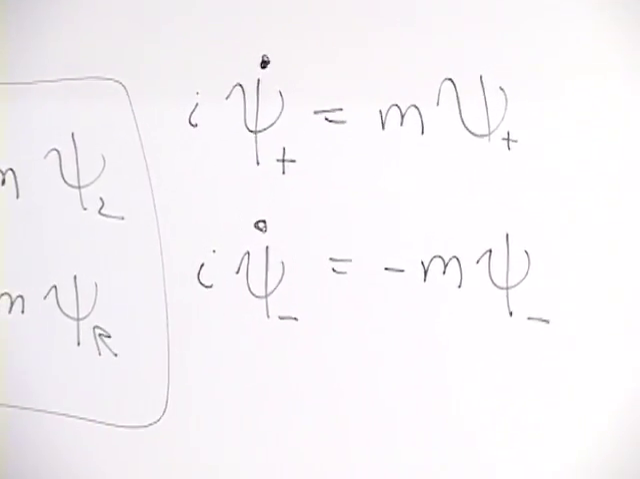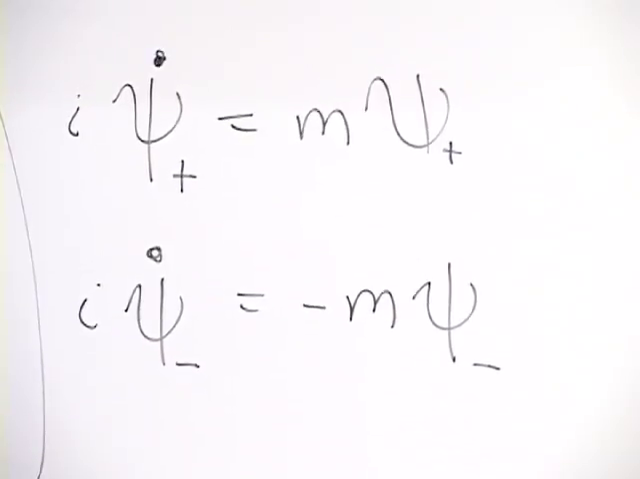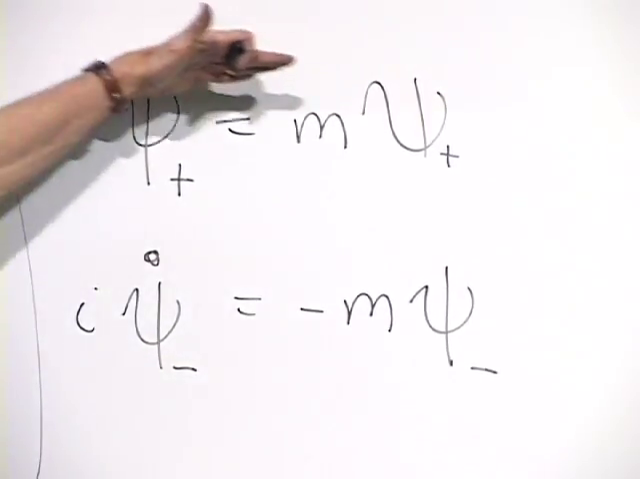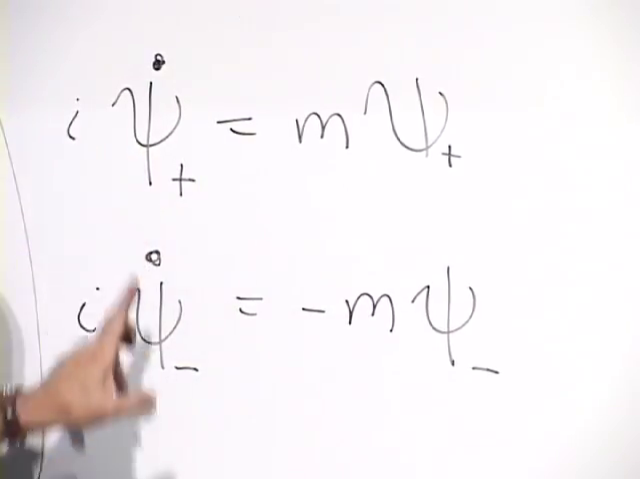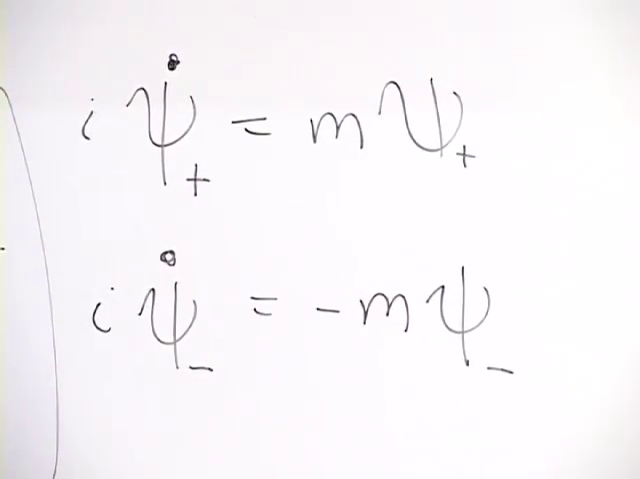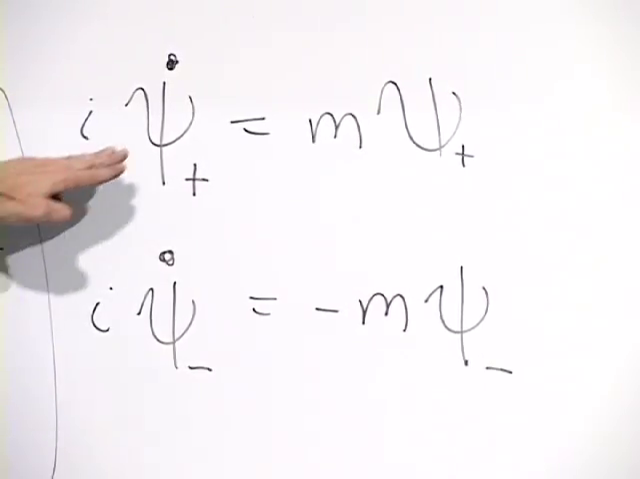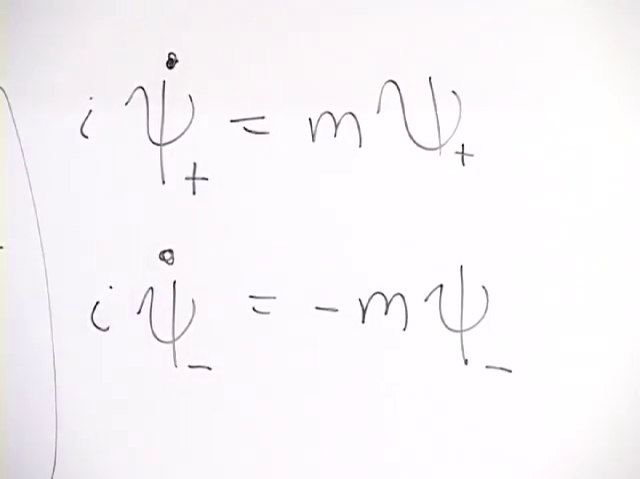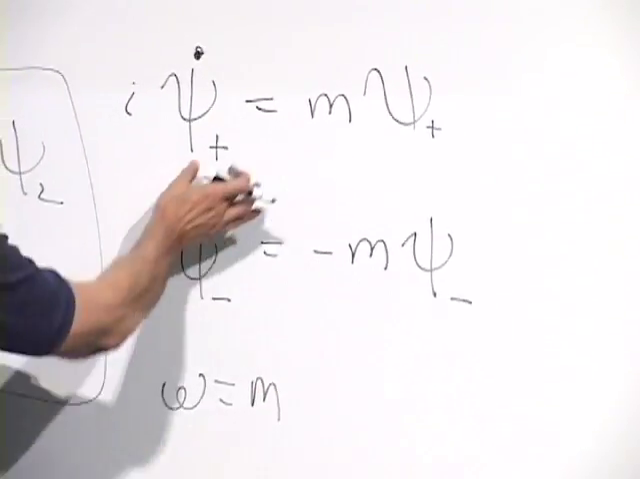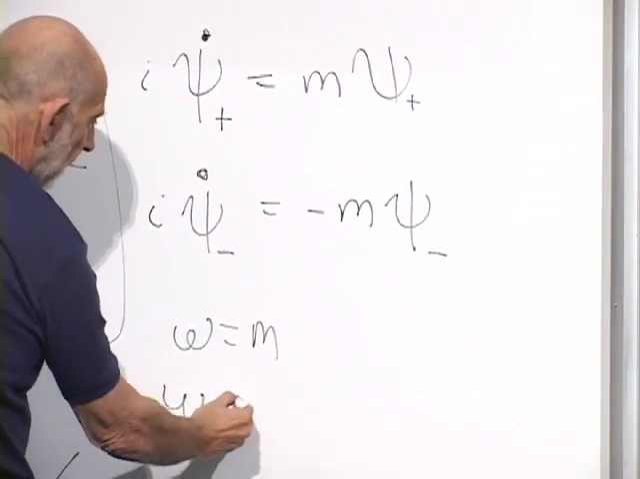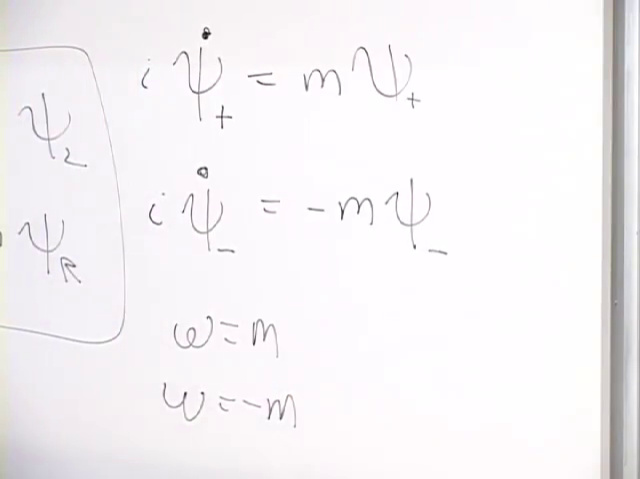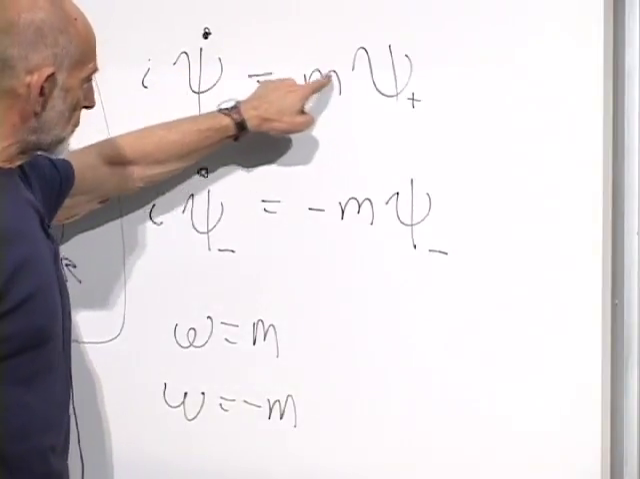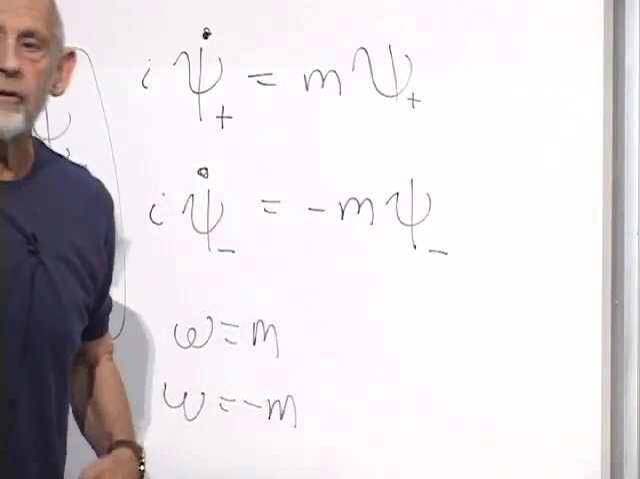So by adding and subtracting them, in other words, taking different linear combinations, we find two objects, one which satisfies an equation with a plus sign and one which satisfies an equation with a minus sign. If we just imagine that psi has a frequency, this is the same as omega equals m for the plus sign and omega equals minus m for the minus sign.